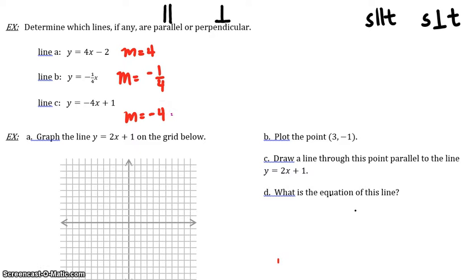Now in order to be parallel, they have to be exactly the same. If you notice, none of these slopes are exactly the same. We have +4 and -4, but those are opposites, and the -1/4 is flipped from the 4, or the 4/1. So we have no parallel lines.